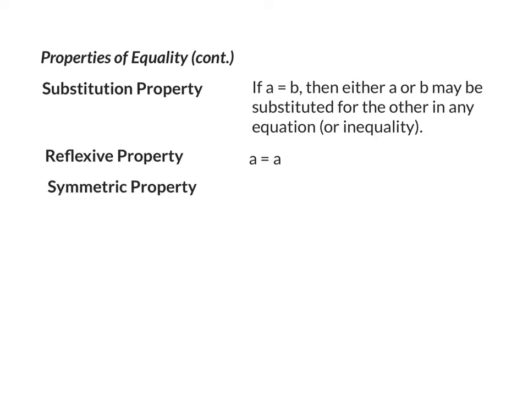And the next is the symmetric property. And this property states that if A equals B, then B equals A. So we have symmetry. A equals B, B equals A.